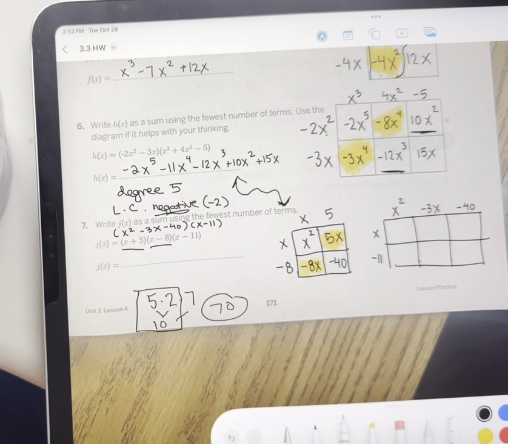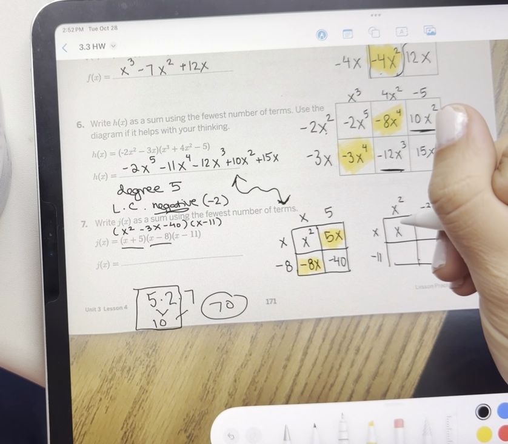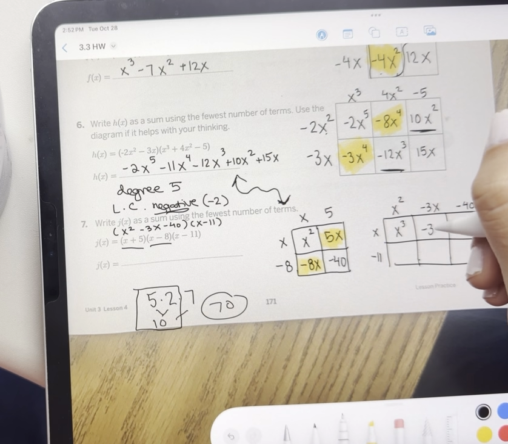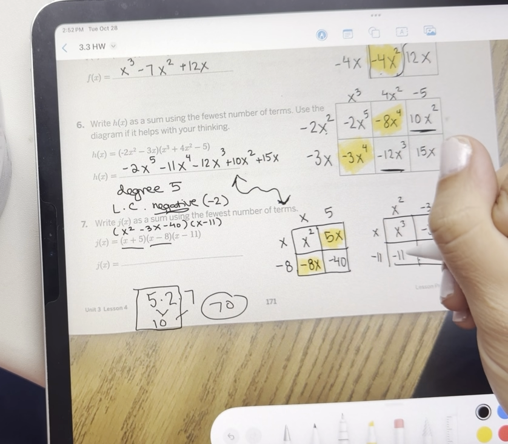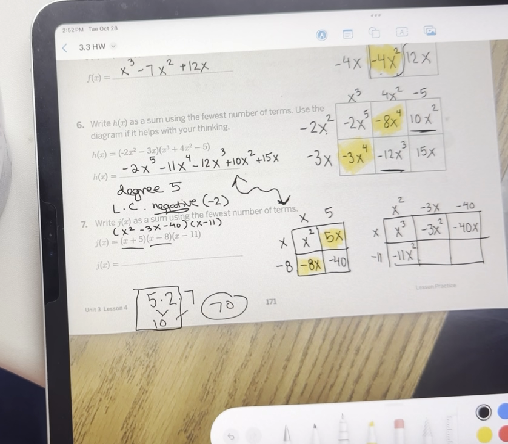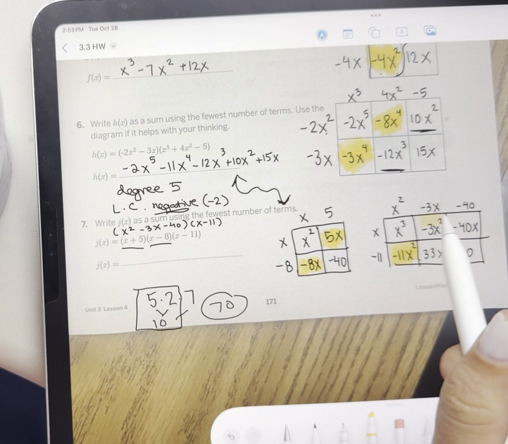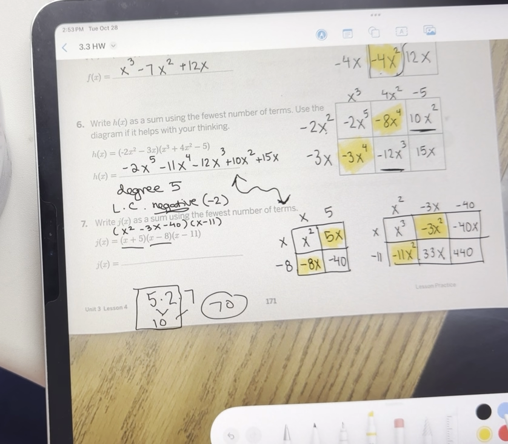Okay. And now we just go x times x squared, x cubed, x times negative 3x, negative 3x squared, x times negative 40, negative 40x, x squared times negative 11, negative 11x squared, negative 11 times negative 3, positive 33x, and negative 11 times negative 40 is positive 440. And now let's look for like terms. Oh, we got a couple of them. We got those guys. And those guys.